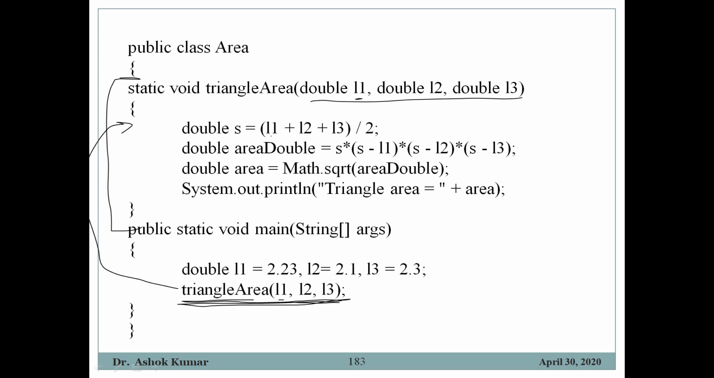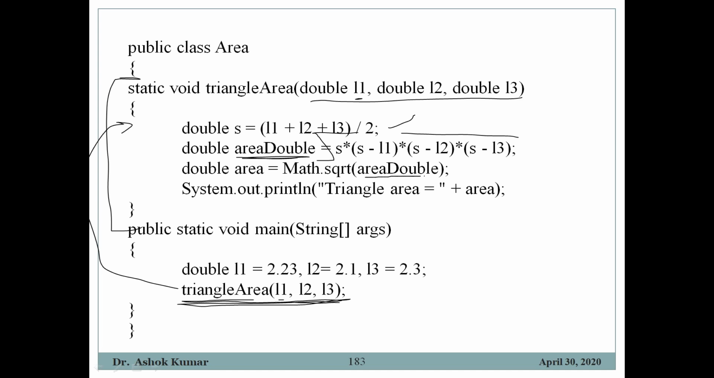In Heron's formula, first we find the sum of the three sides divided by 2, so we find the semi-perimeter. Then the formula to find the area is S into S minus L1, the first side, into S minus L2, the second side, into S minus L3, the third side. The whole square root we want to find. So we first multiplied these values and stored the result in the variable area double, and after that we are finding the square root of this area double.